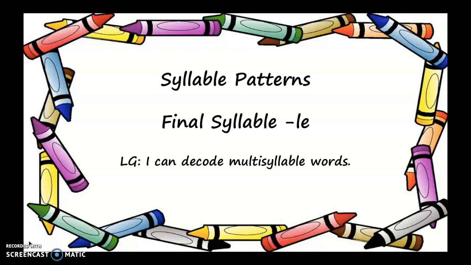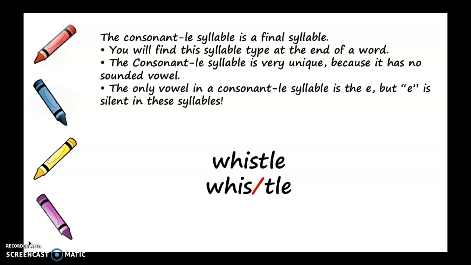Hey friends, we are going to continue our work with syllable patterns, the final syllable LE in two-syllable words. Remember our rule that says when you find the syllable LE at the end of the word, you must have a consonant before that syllable LE is made, such as in the example, whistle. Whistle has two vowels and two syllables. The first syllable is whis, and the last syllable is tull. Remember, the consonant is part of the LE ending, part of that last syllable.